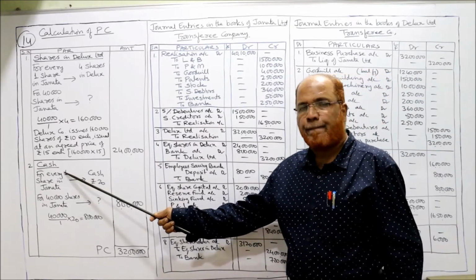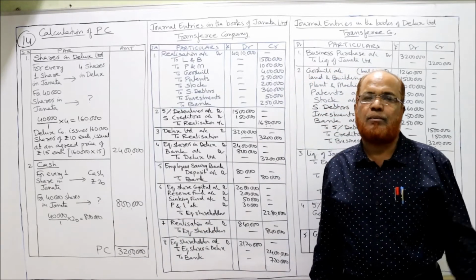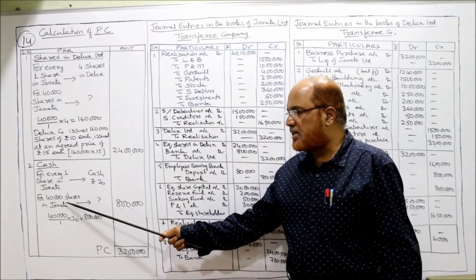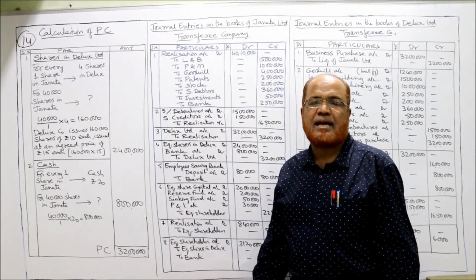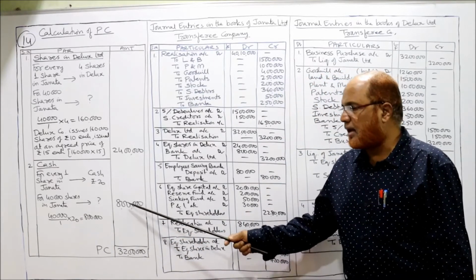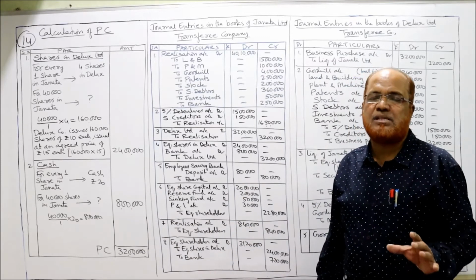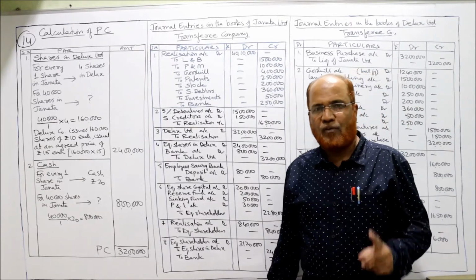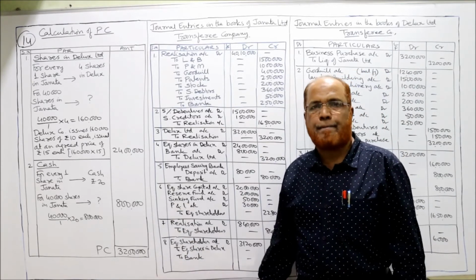Now in cash. For every one share in Janata Limited, cash rupees 20 is given in the problem. For 40,000 shares in Janata, how much cash? So 40,000 by 1 into 20, you will get 8 lakh rupees. So 8 lakh rupees cash. You add up both, you will get 32 lakh as the PC, purchase consideration. The first step in solving this problem is you have to calculate the PC.